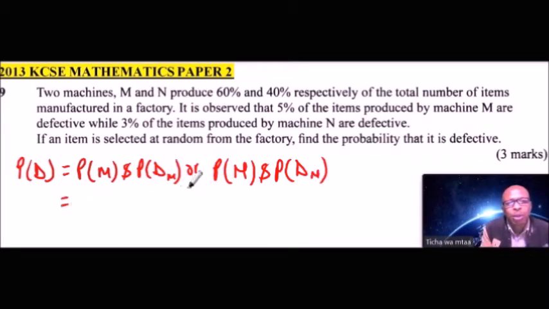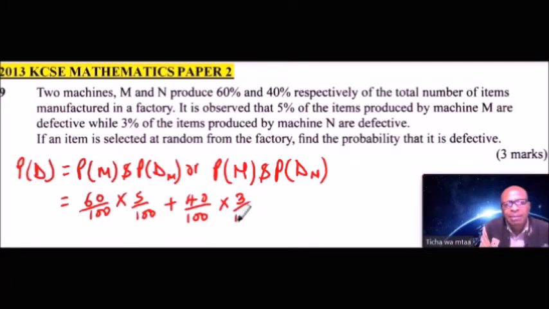So this is equal to, we are told that the probability that an item is produced by machine M is 60 over 100. That is what percentage means. When you have and, we multiply. The other one is 5%. It is defective, so it is 5 over 100. When you have or, we add. The other one is 40 over 100. Then you multiply. We have 3% is defective, so 3 divided by 100.